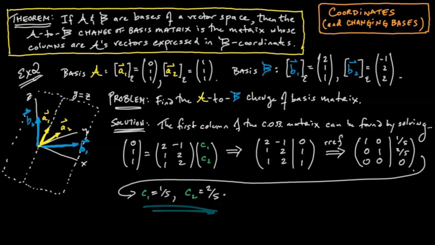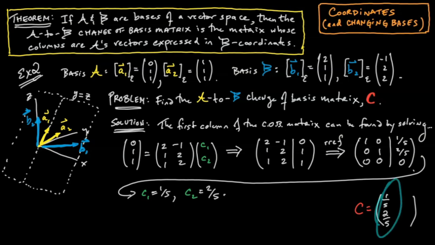And that's good news, because now we have solved this system whose solutions give us the first column of the change of basis matrix that we are looking for. And if we call this matrix C, then its first column is 1/5, 2/5. And if you understood the whole argument that led to this first column, then you are in great shape, because the second column, of course, is obtained the exact same way, except you make the obvious changes.